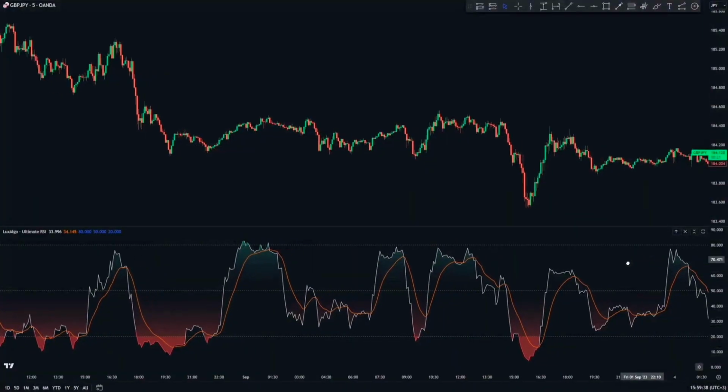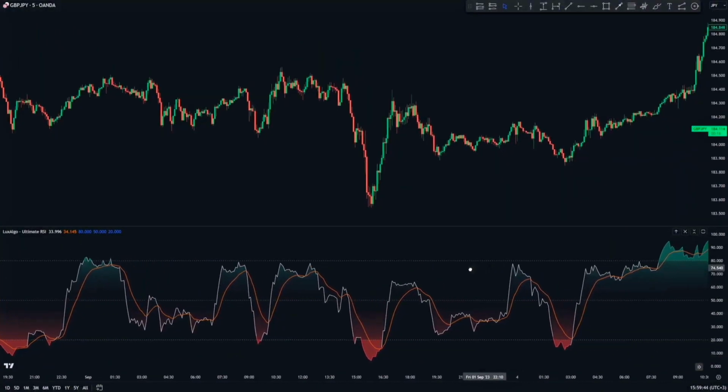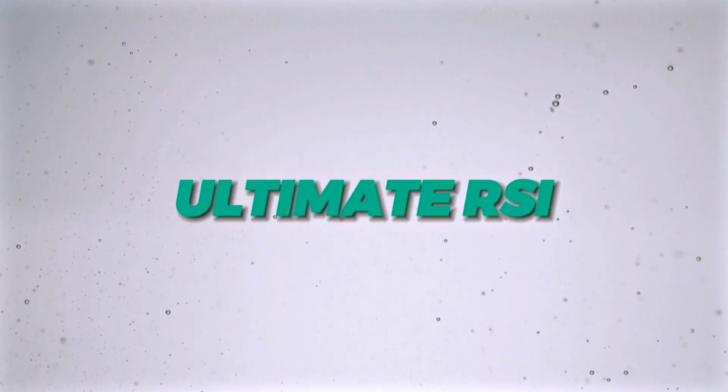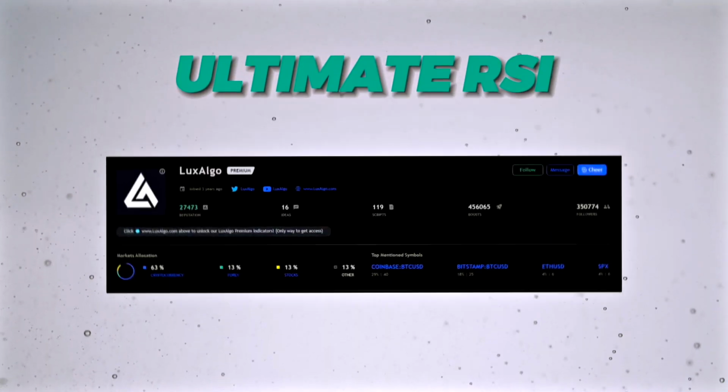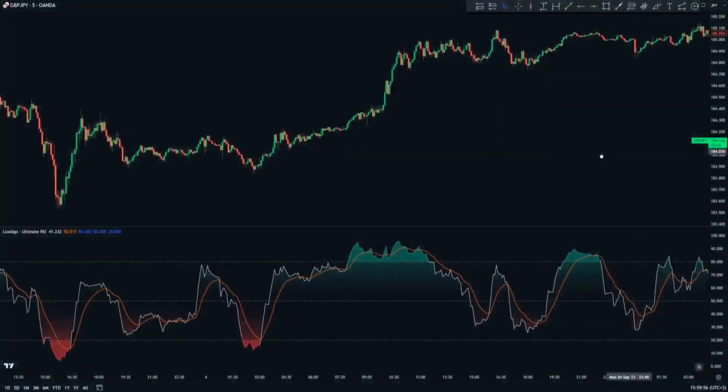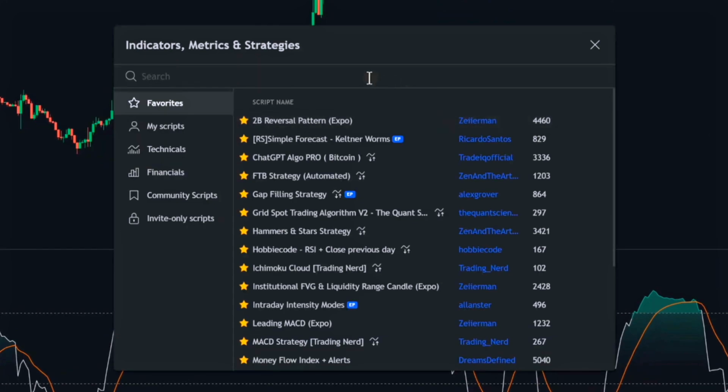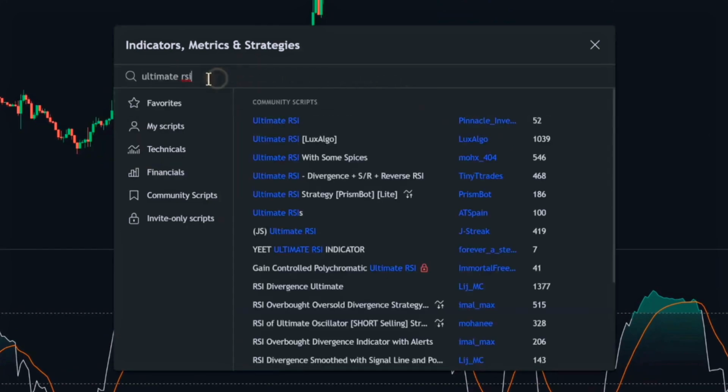The core of this strategy revolves around an indicator called Ultimate RSI, created by my favorite author, Luxalgo. Big shout out to them. To add it to your TradingView chart, open the indicator search tab and type in Ultimate RSI. Make sure to select the one by Luxalgo.